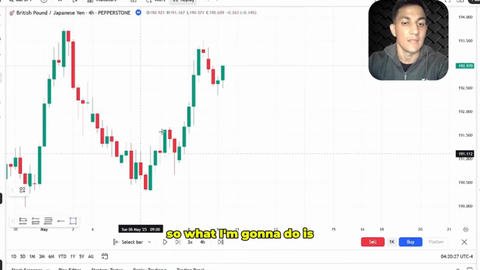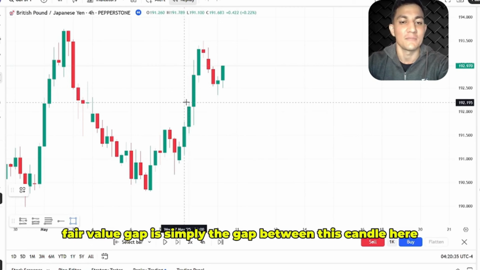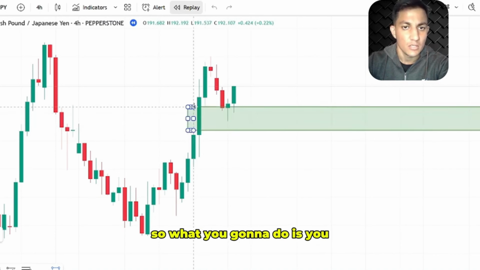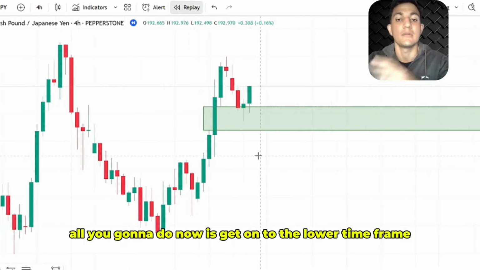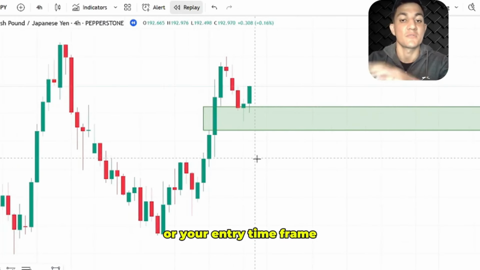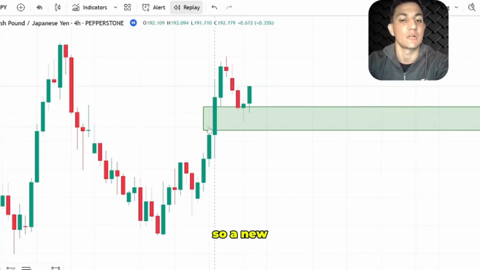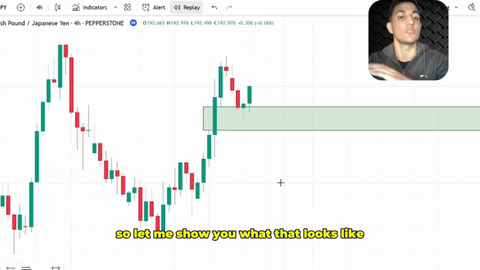So what we're going to do is mark out a fair value gap. And for those who don't know, a fair value gap is simply the gap between this candle's high here, and this candle's low here. So you're going to mark out that 4-hour fair value gap. And then literally all you're going to do now is get onto the lower time frame, or your entry time frame, and look for a new fair value gap to form in the same direction, right? So a new bullish fair value gap to form on the lower time frame. So let me show you what that looks like.